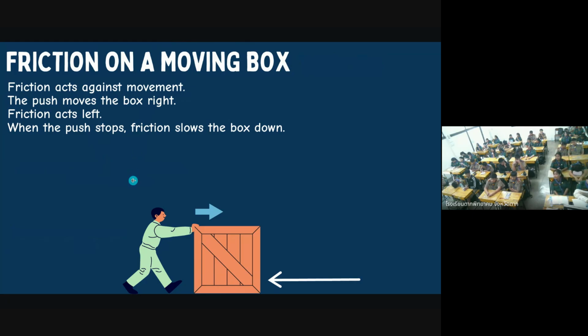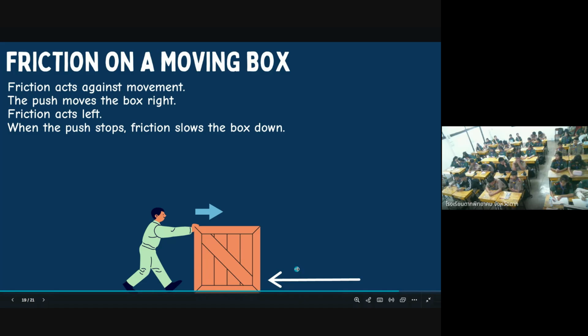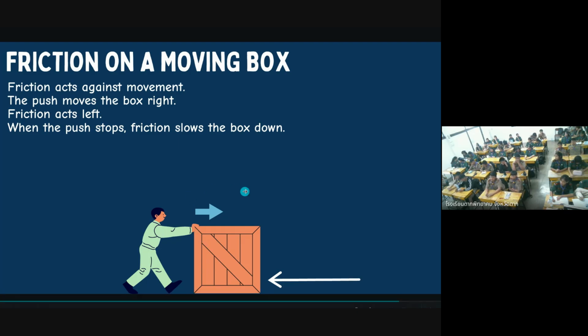Again, friction always acts against movement. If movement is to the right, friction will be to the left. If movement is to the left, friction will be to the right. Friction always acts against the movement.